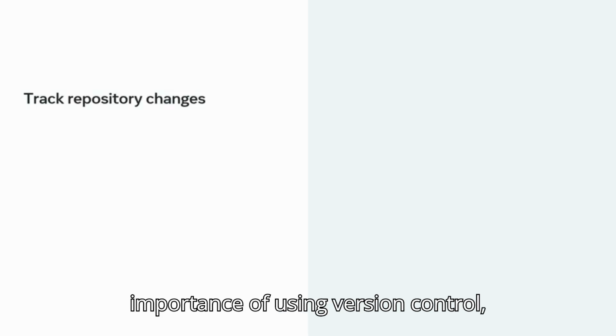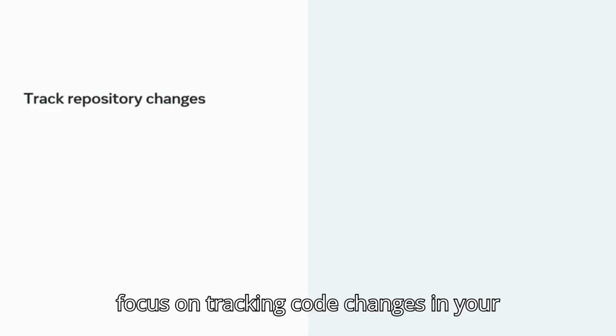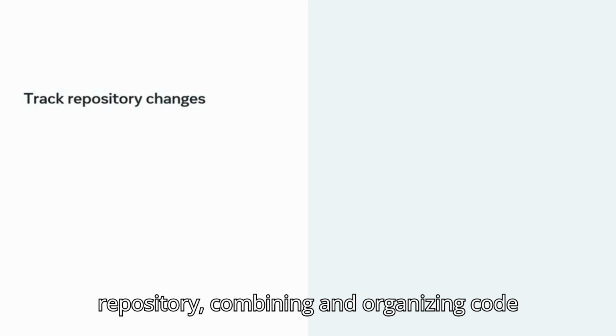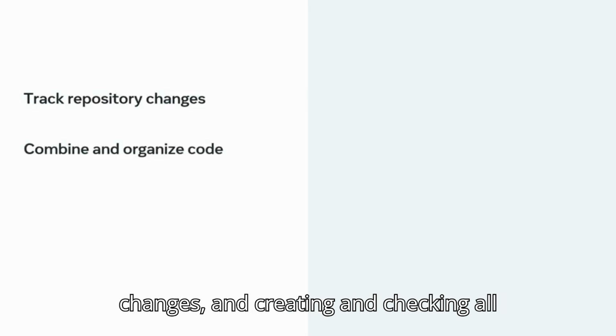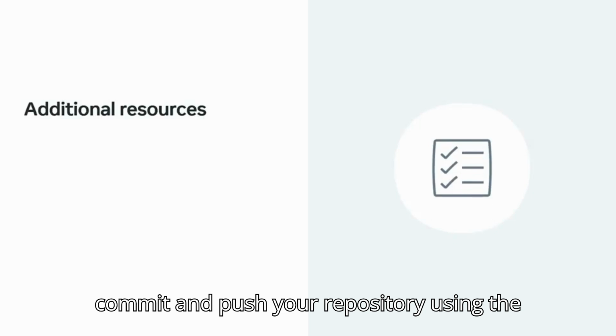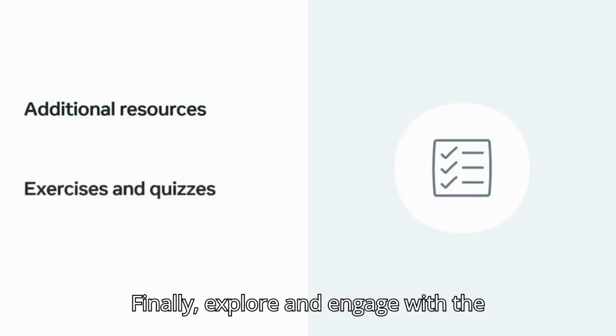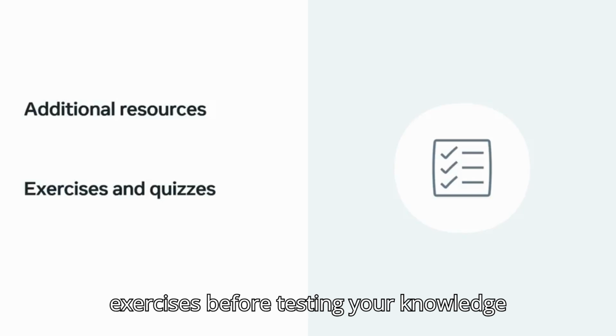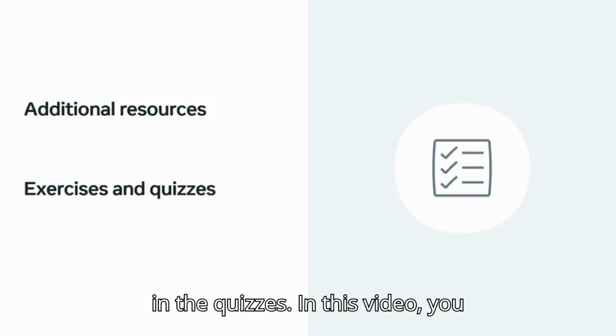After learning about the importance of using version control, focus on tracking code changes in your repository, combining and organizing code changes, and creating and checking all branches. Additional resources are available to aid you as you learn to commit and push your repository using the terminal or command line interface. Finally, explore and engage with the exercises before testing your knowledge in the quizzes.